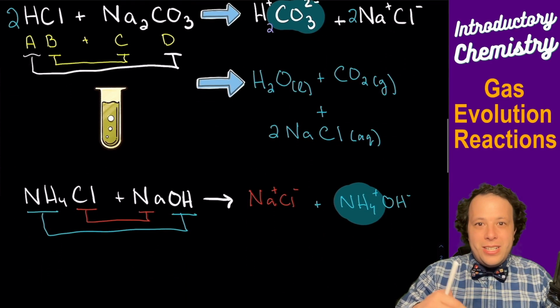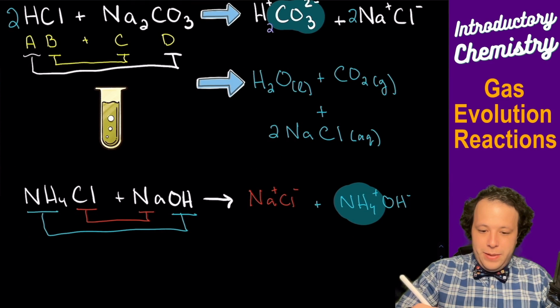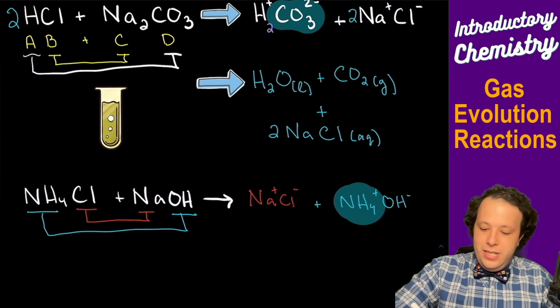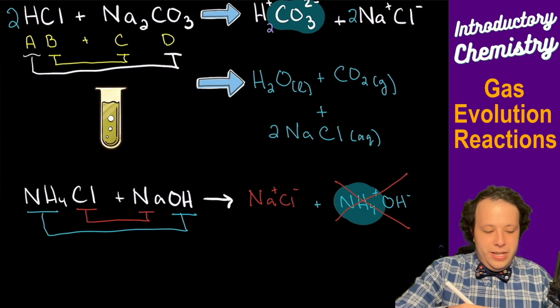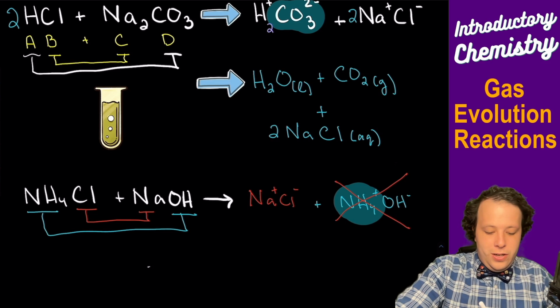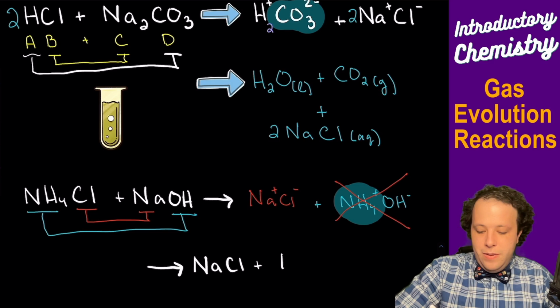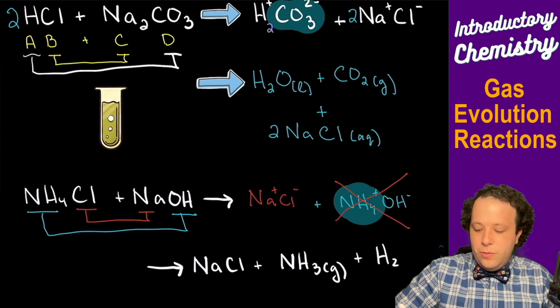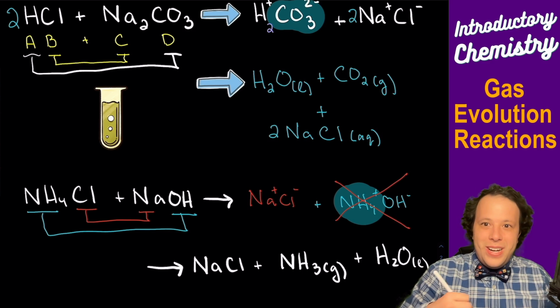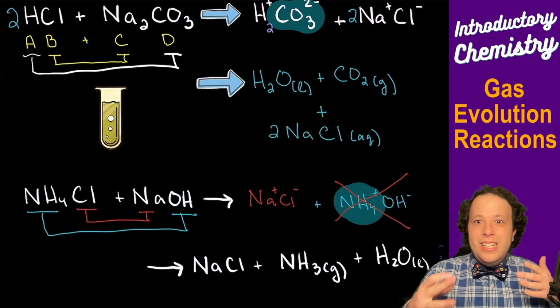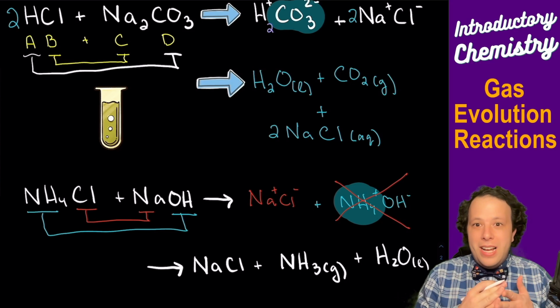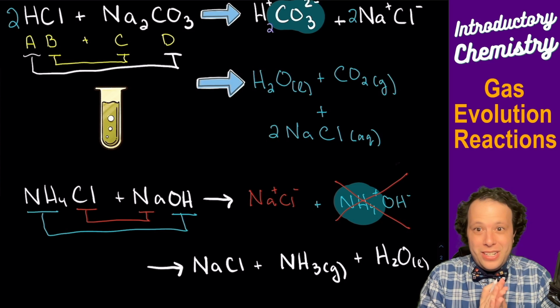So when we go back to our example, we're going to get rid of the ammonium here, and instead we're going to show that this reaction is making NaCl and ammonia gas and water. So this is what we are showing in our reaction here. It can be really involved. It can have all kinds of different examples of how we can show this.